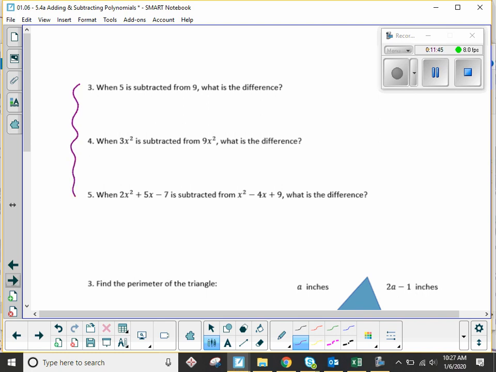These three things go together. Number 5 is really our goal, but if I just gave you number 5 cold, you'd all get it wrong. So we're going to start out slow. Look at number 3. It says when 5 is subtracted from 9, what is the difference? What would you tell me is the answer there? 4, right? When 5 is subtracted from 9, the answer is 4. But what's the actual math that you do? Like, give me the 9 minus 5. Write that down on your paper, 9 minus 5.